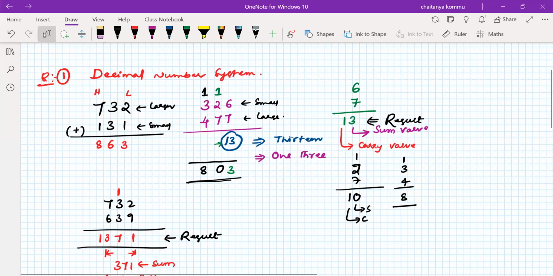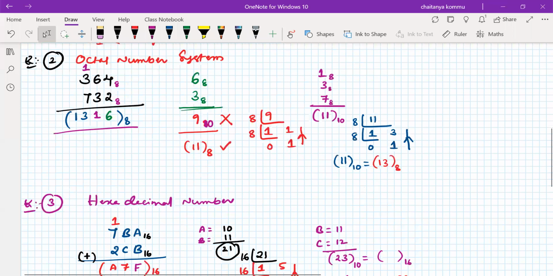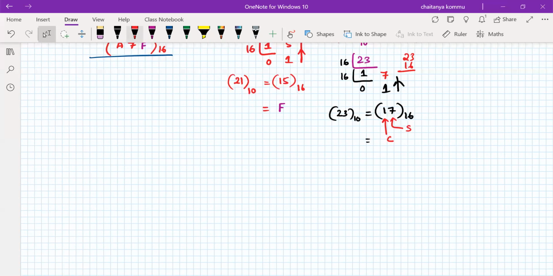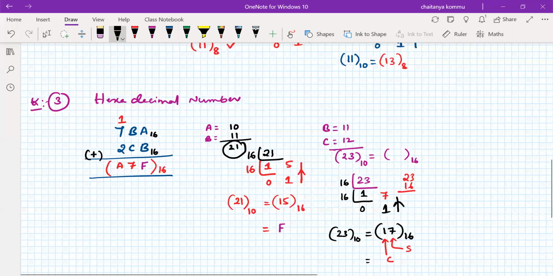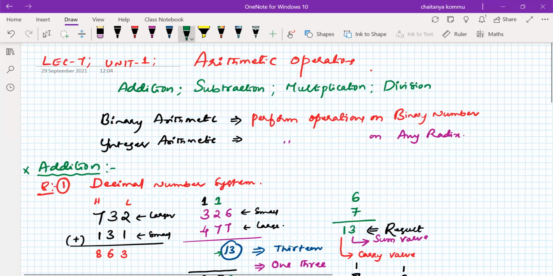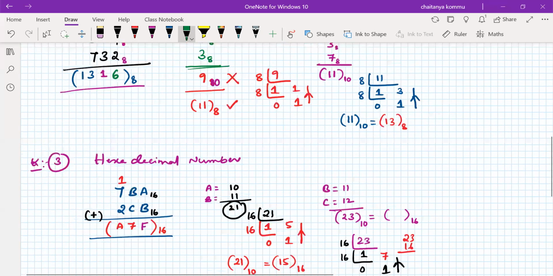So this is the addition operation. In fact, any number system can be done in this way. Another very important one: so far we have seen the addition operation, right? So I'll keep the heading here as addition. Now let us consider subtraction.